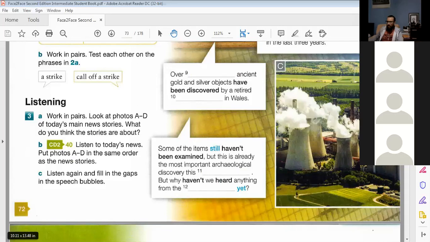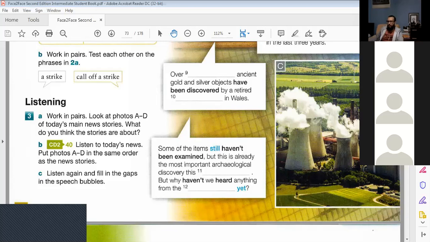Which will help reduce global warming. But we could and we should do better, and I'm sure that we will. Over 1,500 ancient gold and silver objects have been discovered by a retired teacher in Wales.